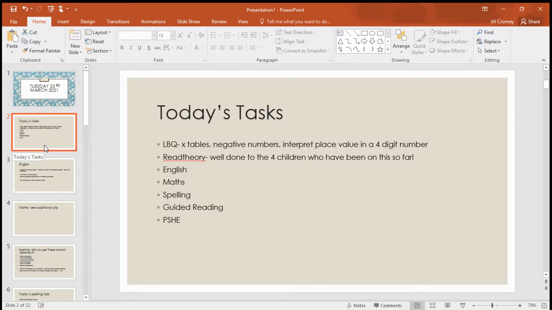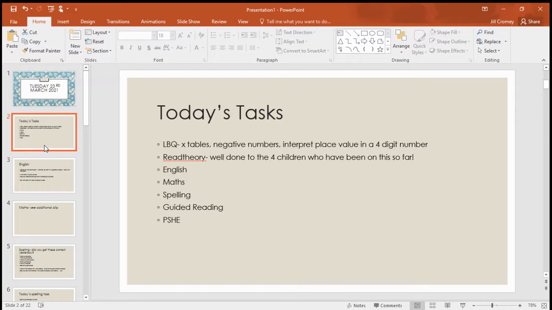Negative numbers, so thinking about counting back past zero. Remember, the bigger a number is with a negative sign, the more negative it is, the lower it is. Always draw yourself a little number line to help you when you're dealing with negative numbers. So think 10, 9, 8, 7, 6, 5, 4, 3, 2, 1, 0, minus 1, minus 2, minus 3, minus 4, and so on. That will help you doing any calculations.